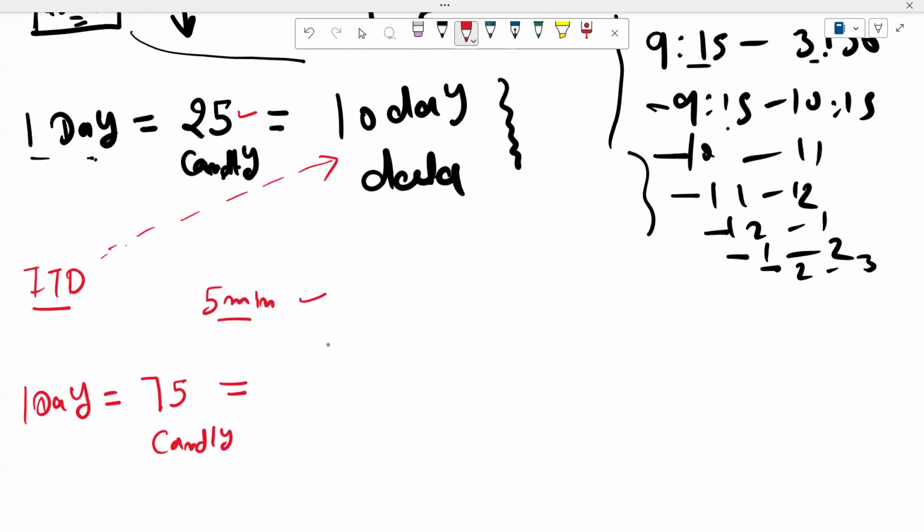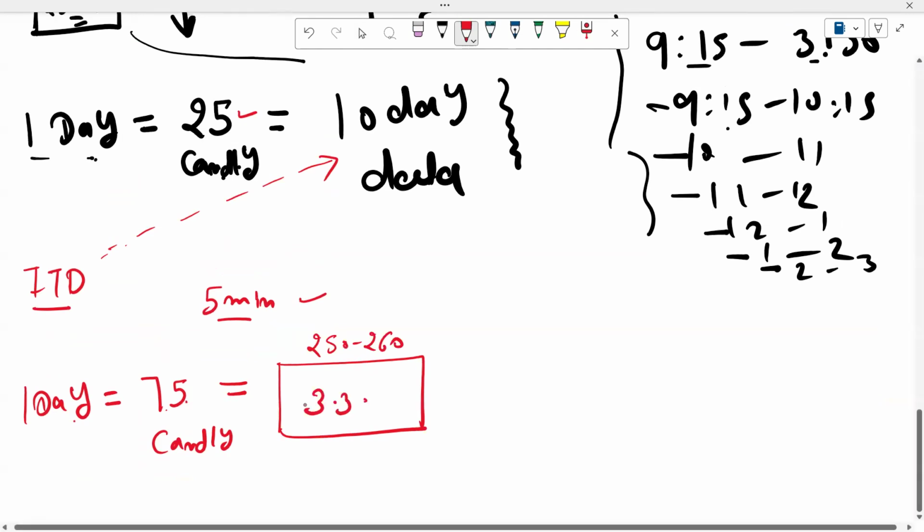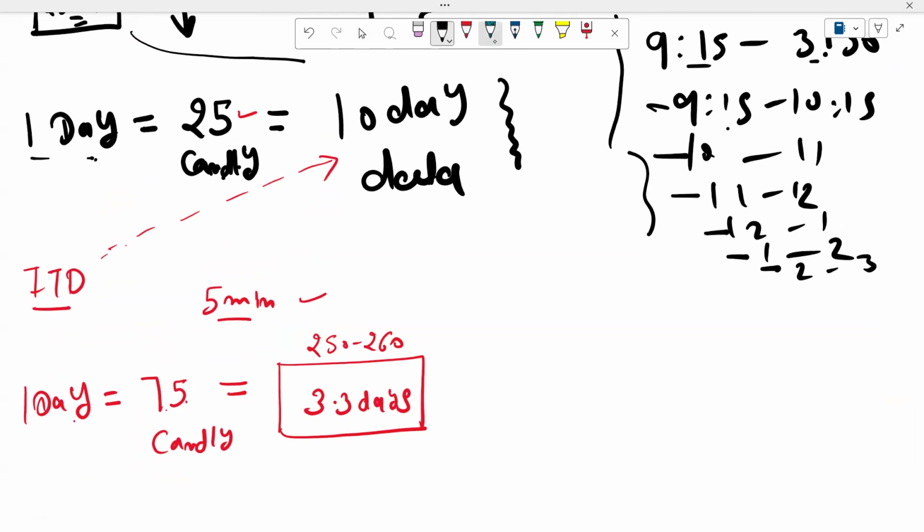In 75 candles, how much data will I be able to see on my screen? Because 75 candles represent one day, 250 to 260 candles will represent about 3.3 days of data. So if I am on the 5-minute time frame, I will only be seeing 2 to 3 days, or 3 to 4 days of data.